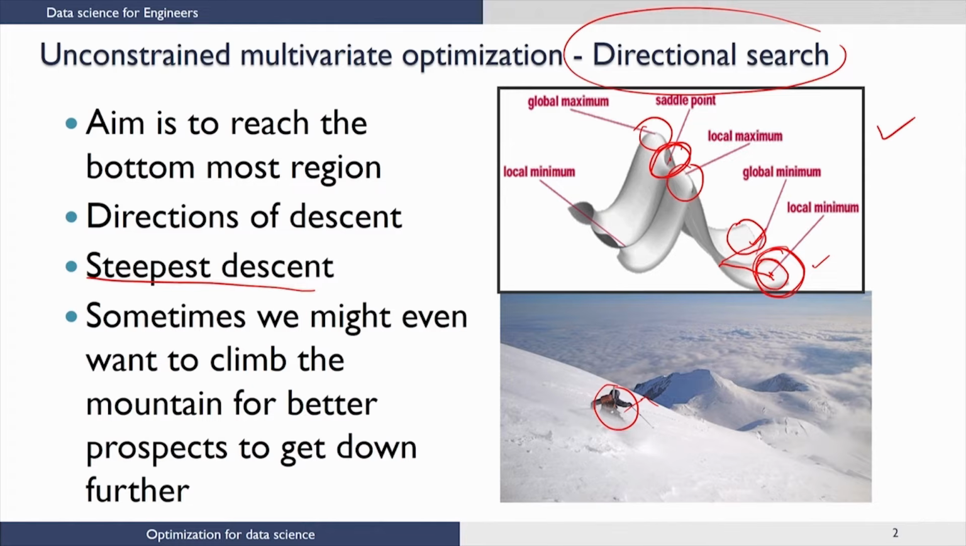Sometimes we might even climb the mountain to get a better perspective. So, for example, if you are here and you look at this, you are going to land up here. Maybe you can go in this direction, climb up, actually get a better perspective, and then come down here. So, some of these are mathematically formulated and solved. The basic idea of how these algorithms work is explained in this slide.